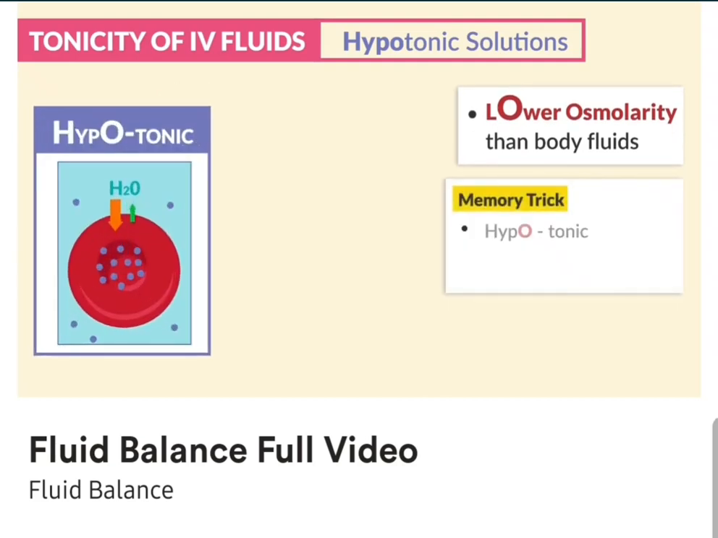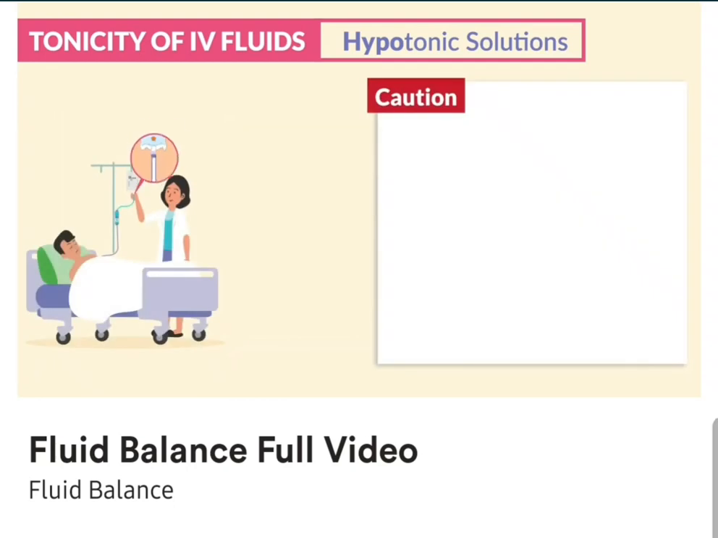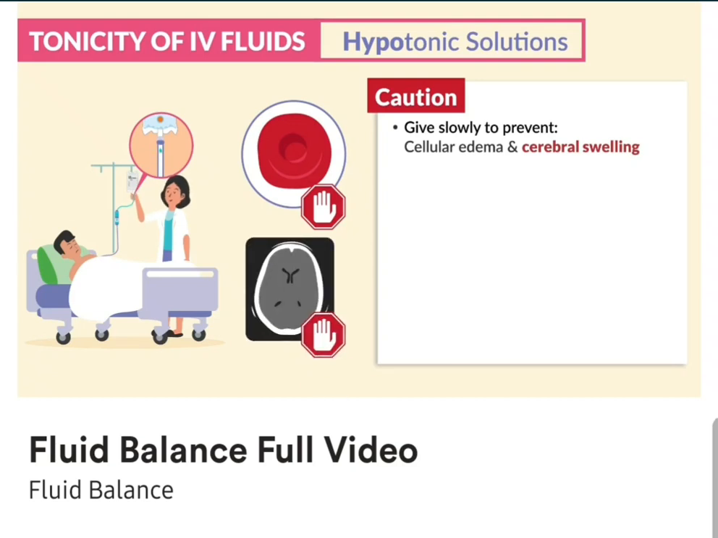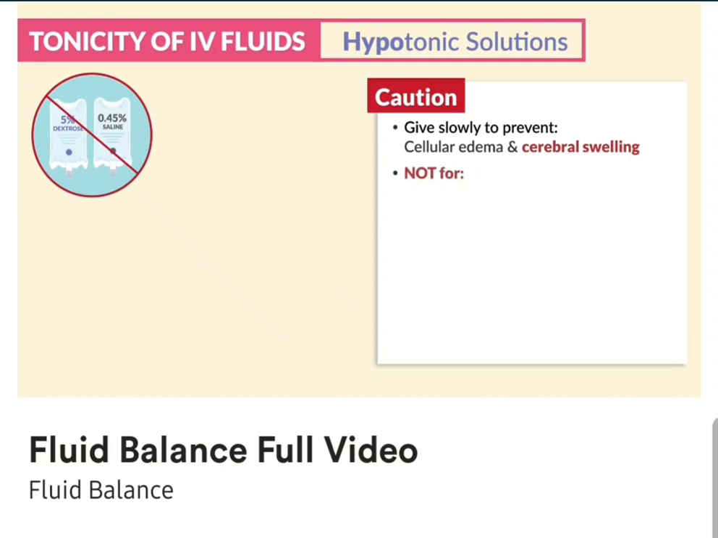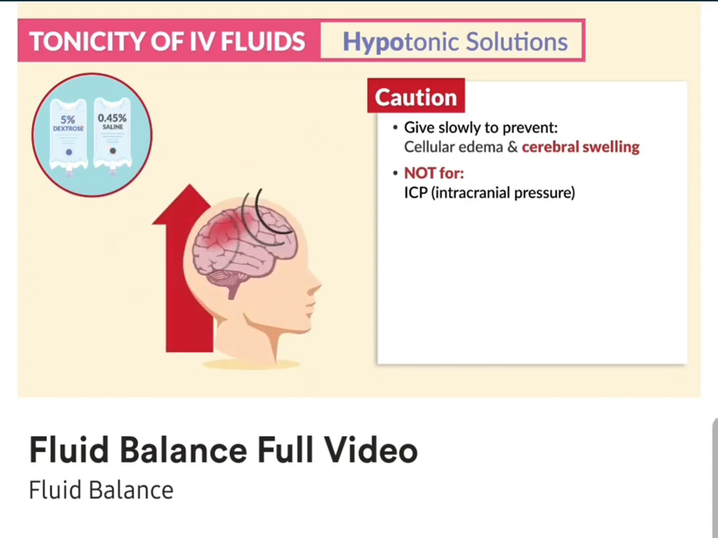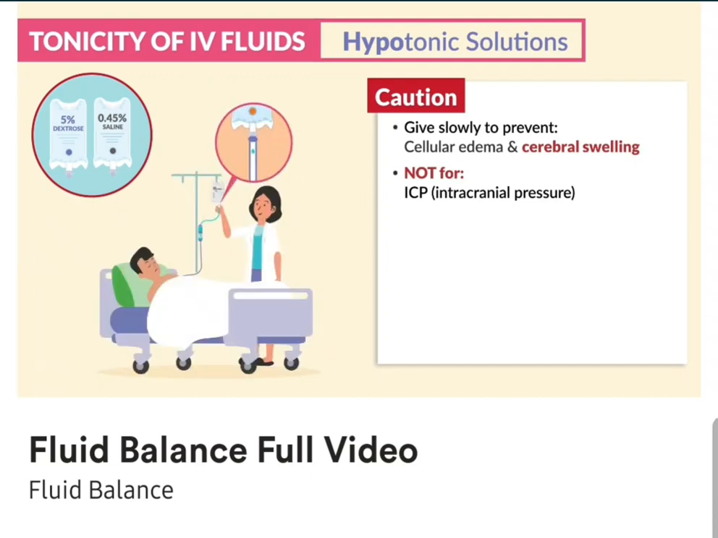So for the memory trick, for hypotonics, think hippotonics. Cells swell with fluid like a big old hippo. Now, big cautions once again. Give very slowly to prevent cellular edema and cerebral swelling, basically brain swelling. And it's not for clients with ICP, that intracranial pressure, basically pressure within the brain. Hypotonics will actually increase that pressure even more, causing further brain swelling, leading to seizures and even death. So always give hypo very low and slow.